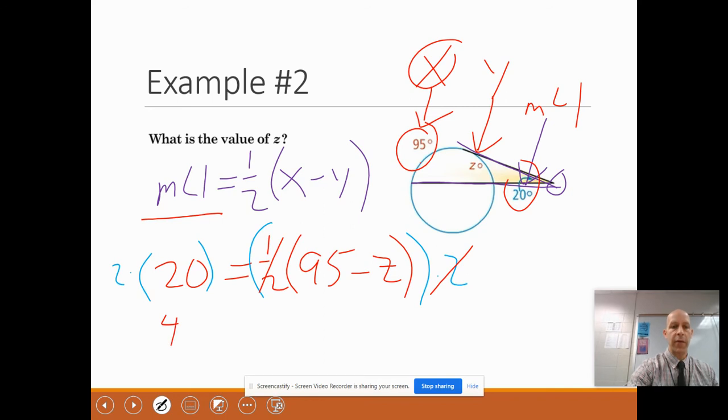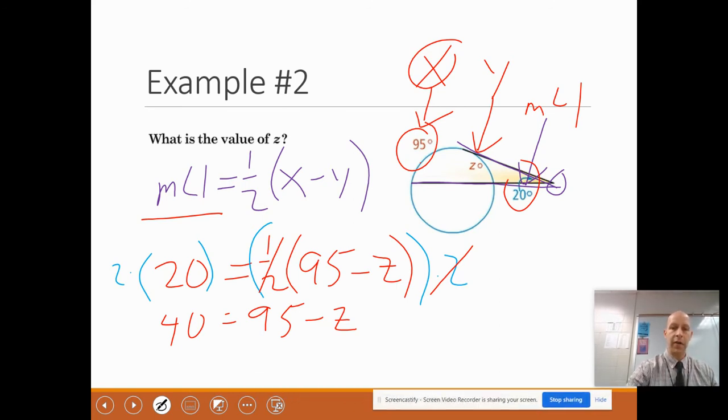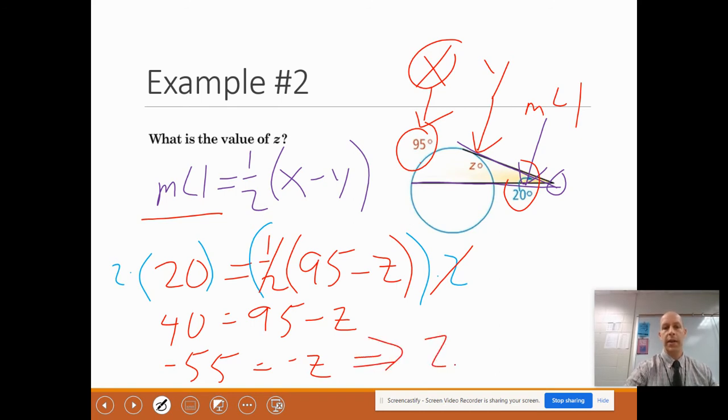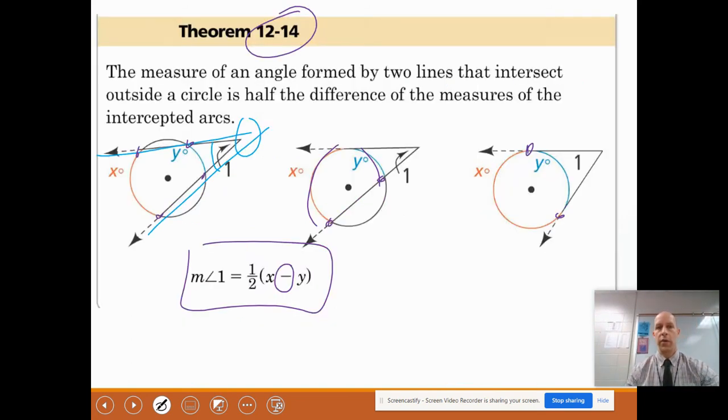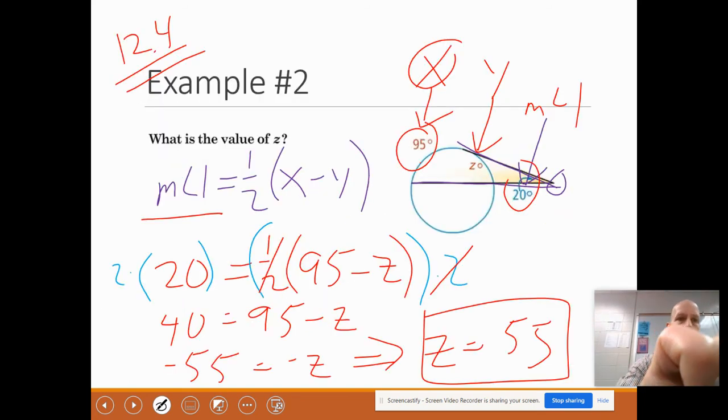And then I'm left with 40 equals 95 minus z. And so then I'm going to subtract 95 on both sides. That's going to give me negative 55 equals negative z. And then, of course, z is going to be 55. So the value for z is 55. And again, we used theorem 12.4, which is right here. I'm sorry, 12.14.